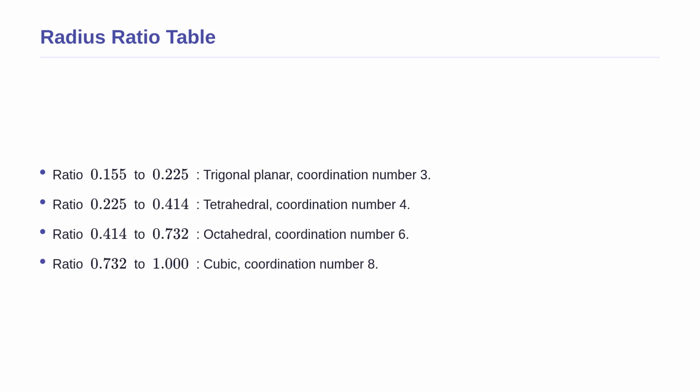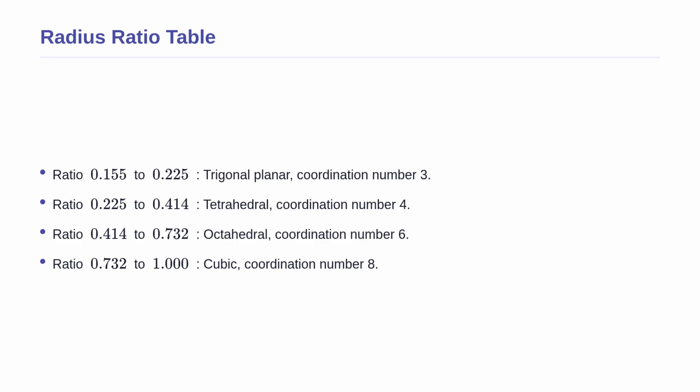Now that we have our formula, what do the numbers mean? Chemists have created a standard reference table based on geometric derivations. If your calculated ratio falls between 0.155 and 0.225, the atoms form a flat trigonal planar shape with three neighbors.